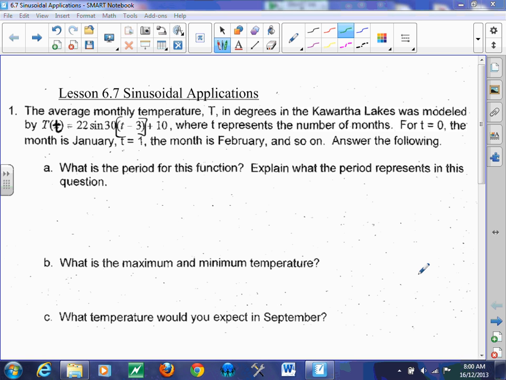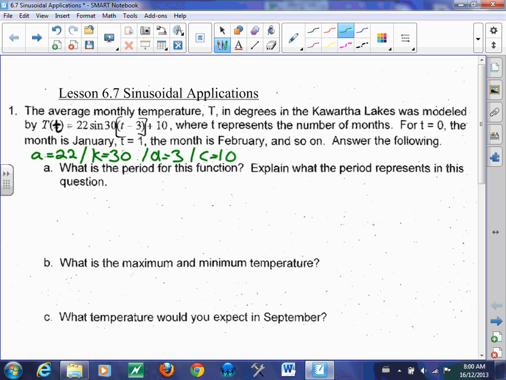All right, so we're taking a look here at the average monthly temperature T in degrees in the Kawartha Lakes, which was modeled by an equation. As soon as I see an equation, guys, I'm going to relate all the things I know in terms of A, K, D, and C. So looking at this expression here, I noticed that A equals 22, K equals 30, D equals 3, and C equals 10. And hopefully that'll help us to use that information to answer some of the questions below.